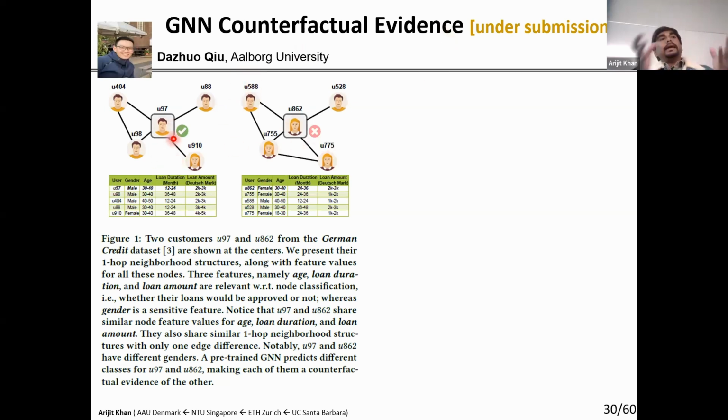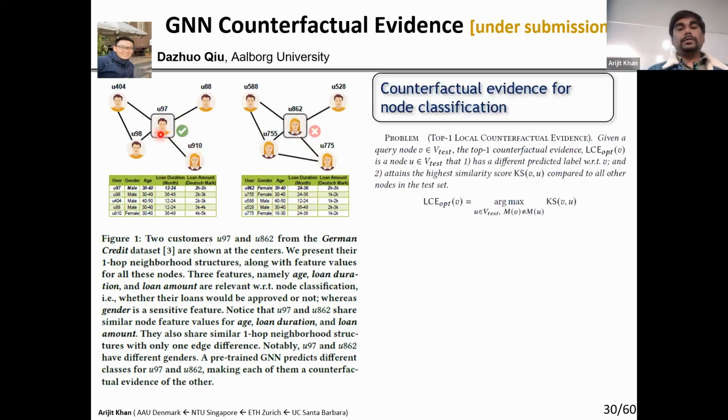Well, think of, let's say, getting loans in the bank setting, and we want to see if two users are very similar in terms of their features, in terms of their neighborhood structure, etc. But somehow the decision of a pretrained model is different on those two users, right? So here we see a man in the middle, and this user actually gets a loan in the actual test data, whereas this female in the middle does not get a loan. But when we investigate their features and neighborhood structure, we find that they are quite similar. So that means this female example here is the counterfactual evidence of this test user, right? And our goal here is to find this kind of counterfactual evidence. So given a test node, we want to find the top K counterfactual evidence.